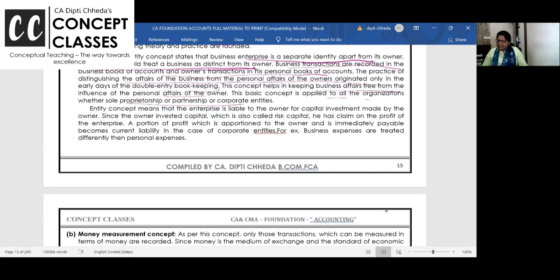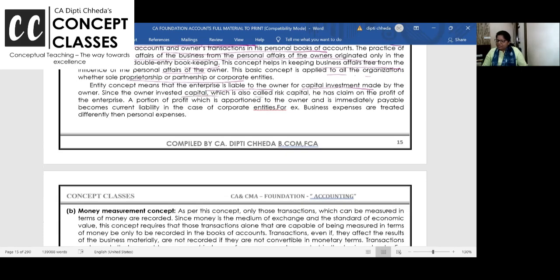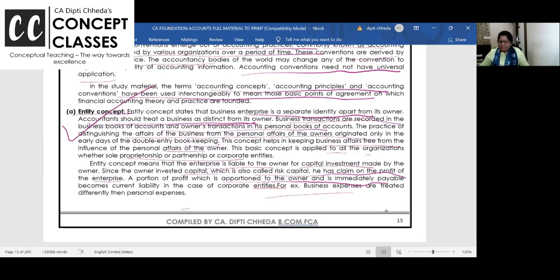Entity concept means that enterprise is liable to the owner for capital investment. Since owner invested capital, which is called risk capital, he claims on the profit. A portion of profit which belongs to the owner is added to his capital, right or not? But if there are personal expenses by the proprietor, by the partner, by the director, they are not debited in business, they are debited to the person. So I hope that's very easy and very clear.